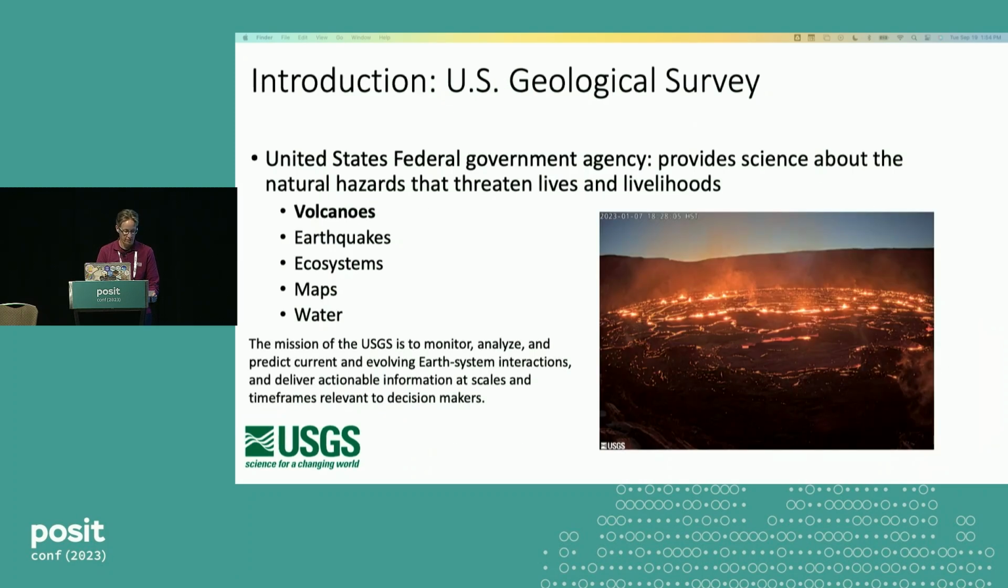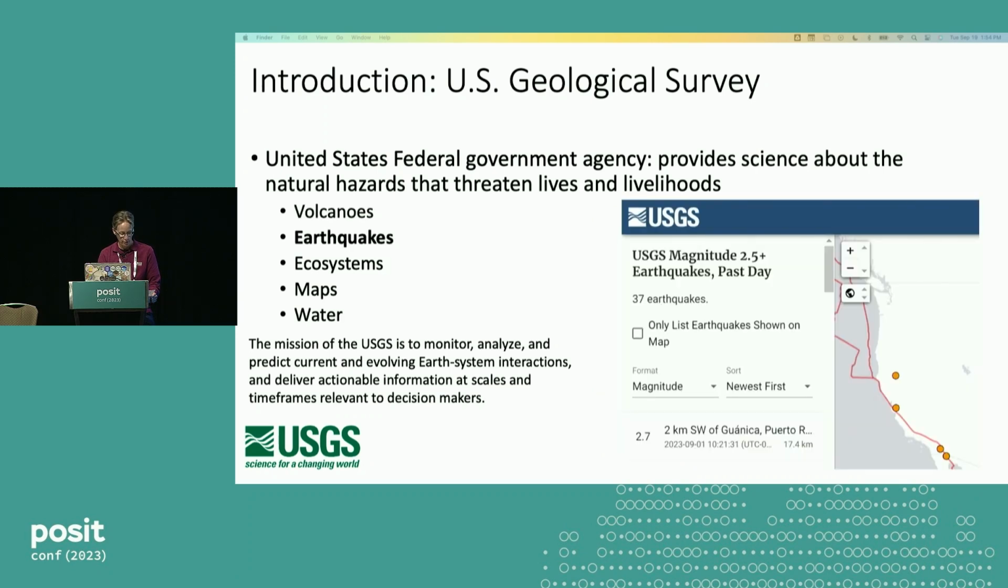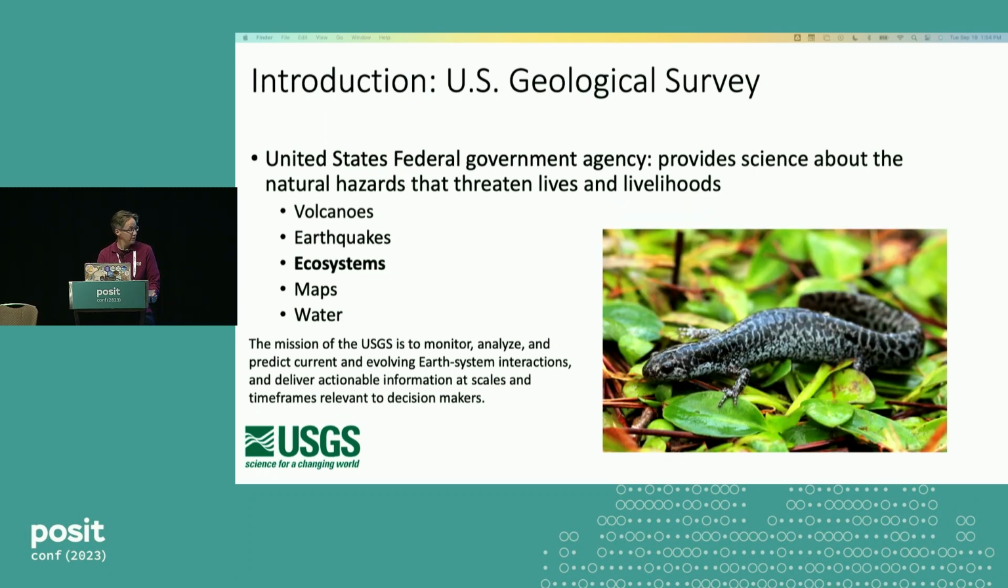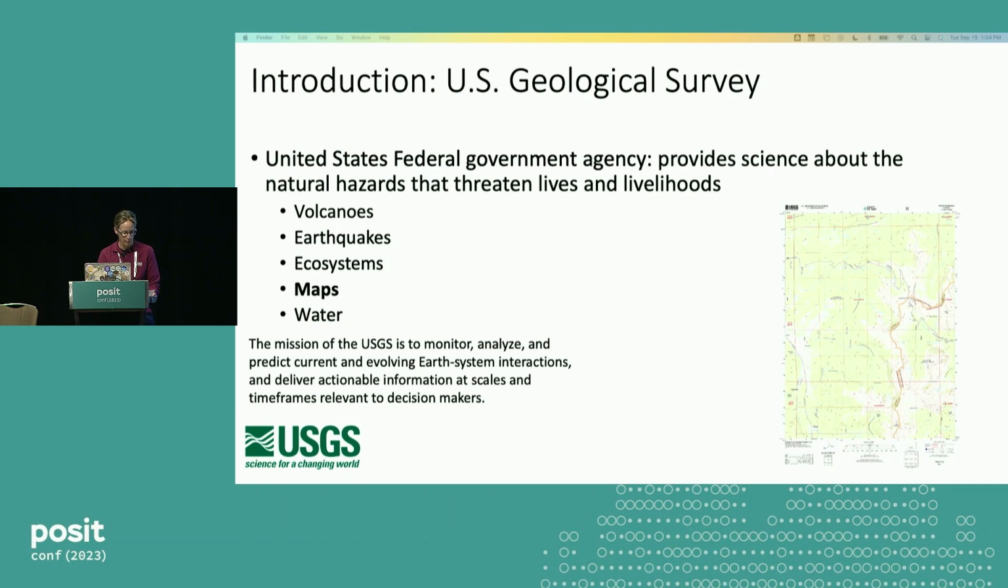What is USGS? It's a United States federal government agency. Its mission is to monitor, analyze, and predict current and evolving Earth system interactions and deliver actionable information to decision makers. The USGS has scientists that study volcanoes, earthquakes, ecosystems, and has a long history of making cool maps.